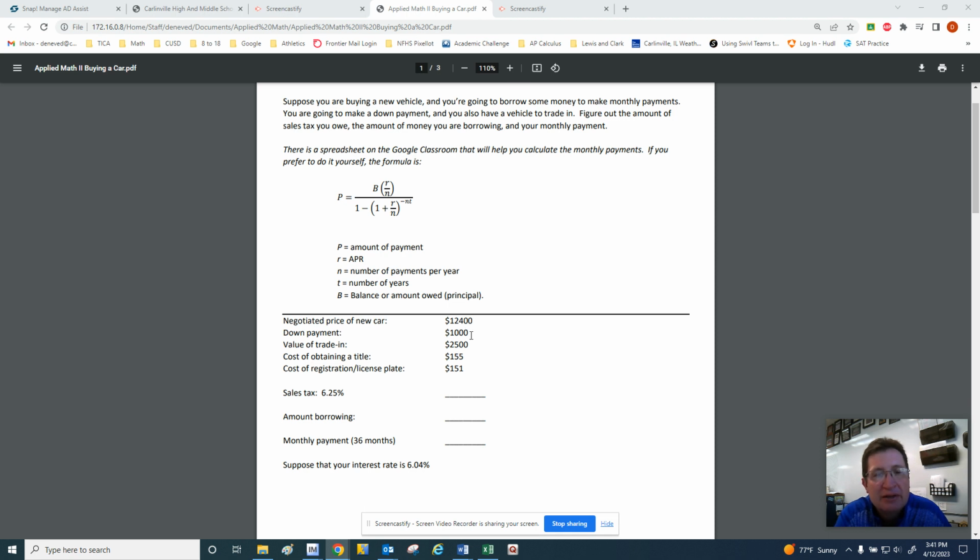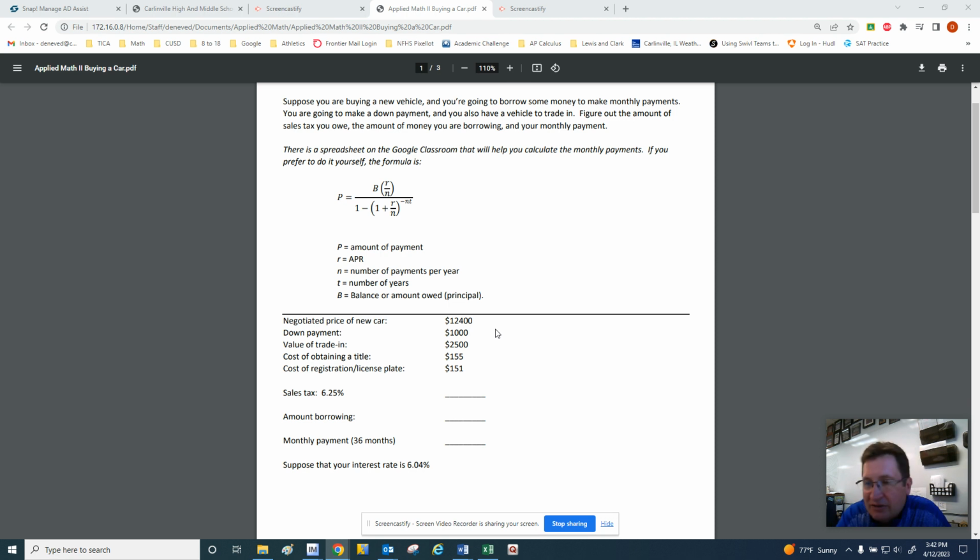We want to make a down payment, meaning that before we borrow any money, we want to put some of the money down. So let me back up a notch. What we're saying is we don't have $12,400, but we'd like to purchase this car and borrow some of the money. We are going to put down $1,000 in a down payment. We have a trade-in that we're going to give to the dealer for a price, and then we have some other items that are listed here: cost of obtaining the title and cost of registration or license plates. Those two numbers are standard in Illinois.